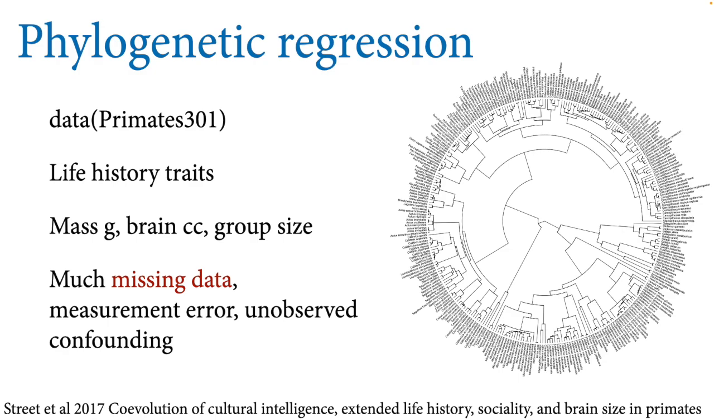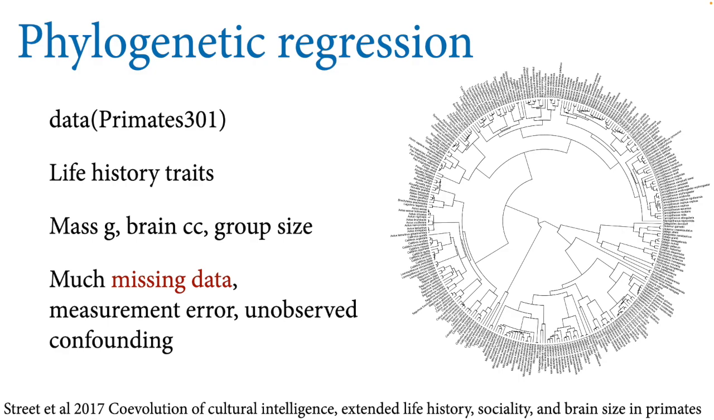To remind you about this data, we've got 301 primate species, with lots of missing data in the three variables of interest: mass, body mass in grams; brain volume in cubic centimeters; and typical social group size. There's also measurement error here, and lots of potential for unobserved confounding.